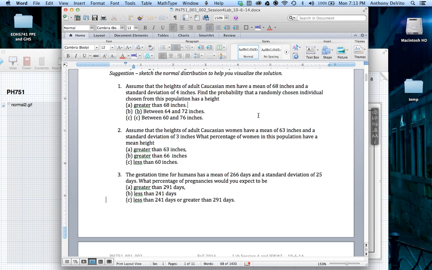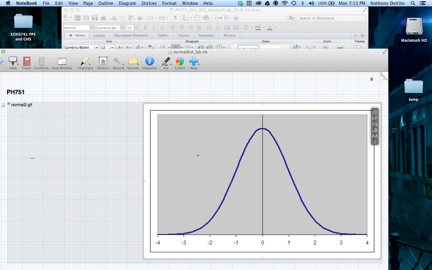Assume that the heights of adult Caucasian women have a mean of 63 inches and a standard deviation of 3 inches. Well, this time, same normal distribution. It says it's a normal distribution. Mu is 63 inches, and standard deviation is 3 inches.